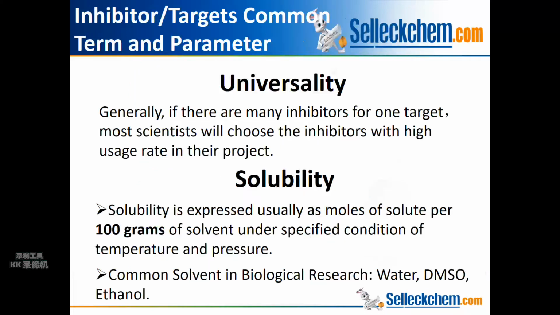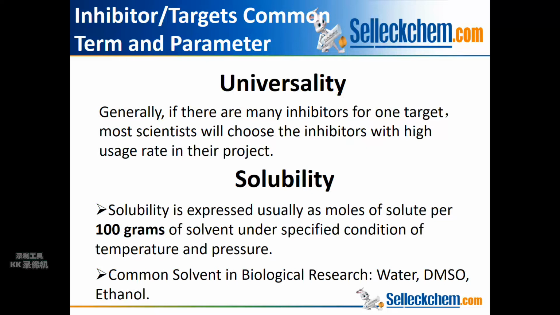What is the meaning of universality? Generally, there are many inhibitors for one target. Most scientists will use inhibitors with high usage rate in their project. How to find the usage rate of each inhibitor? We could introduce our website to customer.